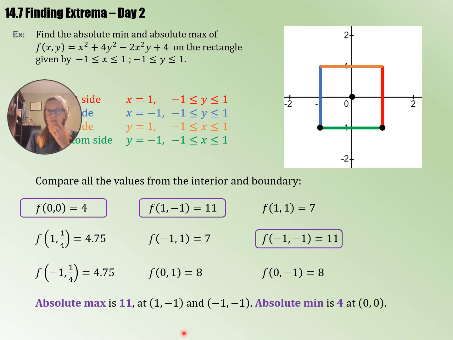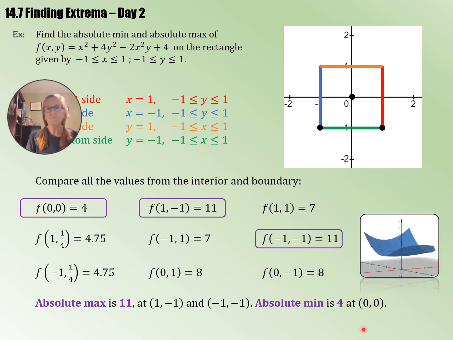Don't forget to state what your answer is. I have an absolute max is 11. That's the value. The height is 11, and there's 2 domain values that give me that height of 11. And then my minimum is at 4, and there's only 1 domain pair that gives me my minimum.